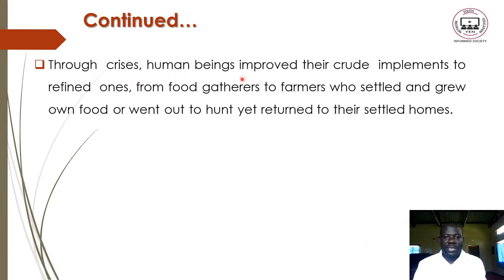Through crisis, human beings improved their crude implements into refined ones, from food gatherers to farmers who settled and grew food or went out to hunt, yet returned to their settled homes. So what we are saying here is that those challenges forced the people to start improving their ways of life. They refined the stones or their implements, and now they were farming instead of just gathering the fruits, and they were settling, and they were hunting still.